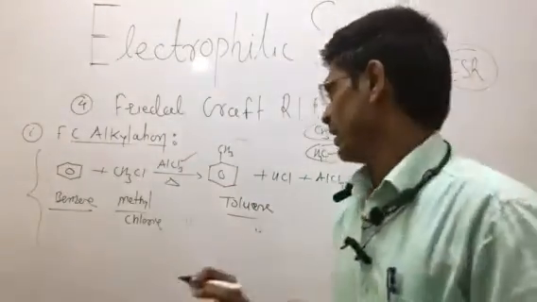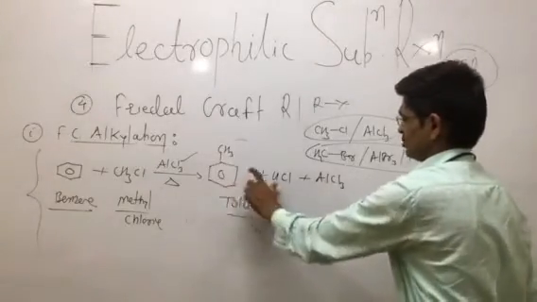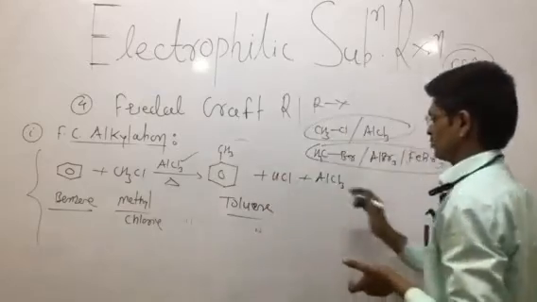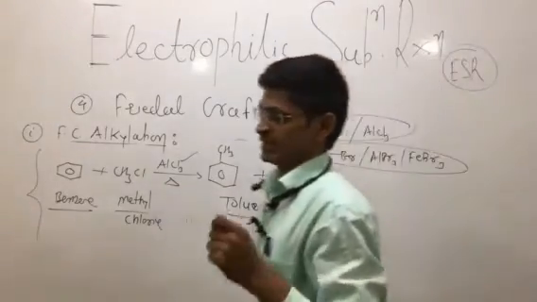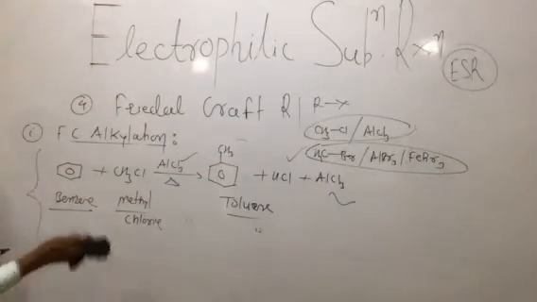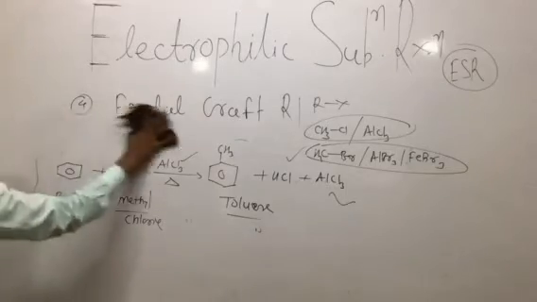That is AlCl3. Then formation of toluene, which is called an alkyl benzene. That is why we call this the Friedel-Crafts alkylation reaction. The side product is hydrogen chloride and the AlCl3 Lewis acid remained. This Lewis acid acts as a catalyst, which increases the rate of reaction.